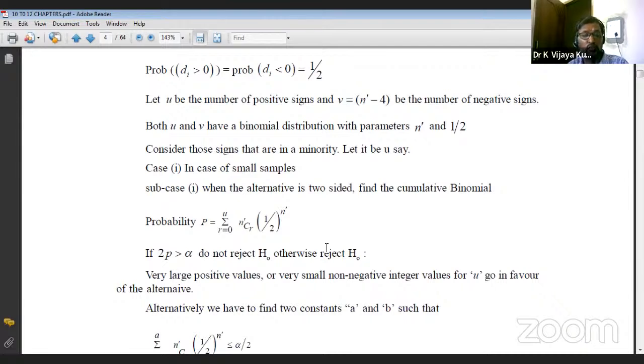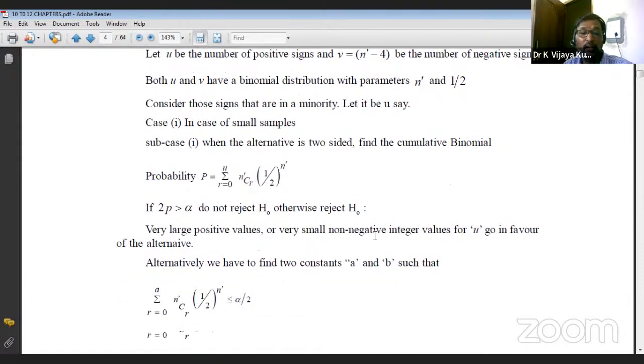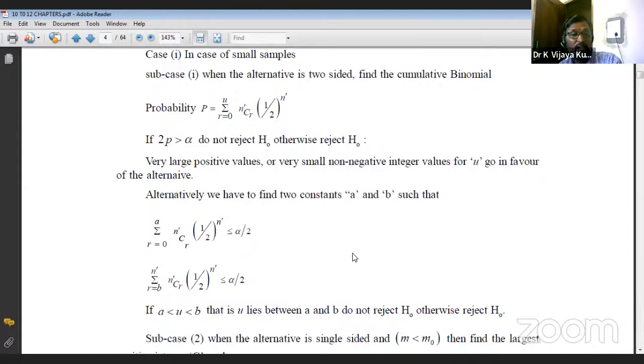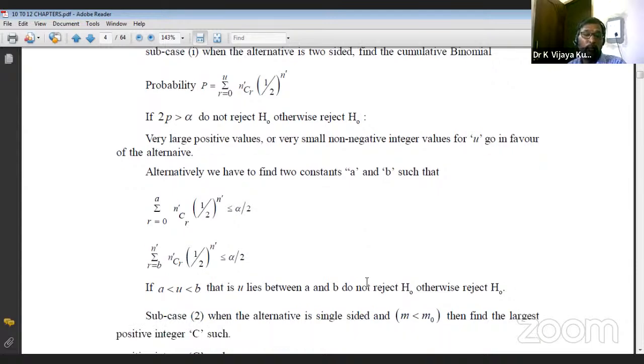This is a major condition we have to learn here. If P is greater than alpha, do not reject H0, otherwise we reject H0. What is P? We are finding the values in the problem. Alternatively, we have to find the two constants a and b such that the summation of r from 0 to a of n'Cr (1/2)^n' is less than or equal to alpha/2, and the summation from r equal to b of n'Cr (1/2)^n' is less than or equal to alpha/2.